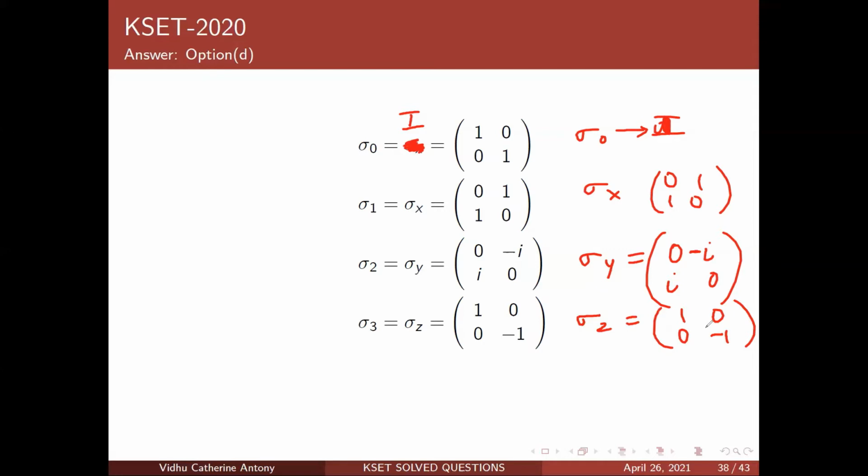How do you start off? Sigma 0 is 1, 0, 0, 1. Sigma x, swap the rows. So you have 0, 1, 1, 0. Sigma y is the only thing with complex numbers in them. That means the middle one. Okay, sigma 1, sigma 2, sigma 3.